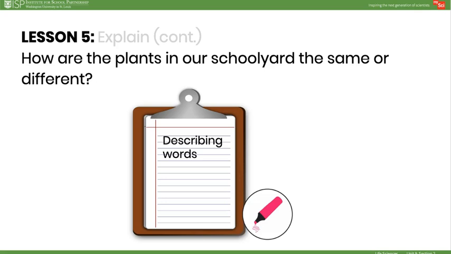Finally, ask if the same kinds of plants were found in each location. Students should find that there are similarities and differences in the kinds of plants around their school, and that there are many different kinds of plants in a single habitat.